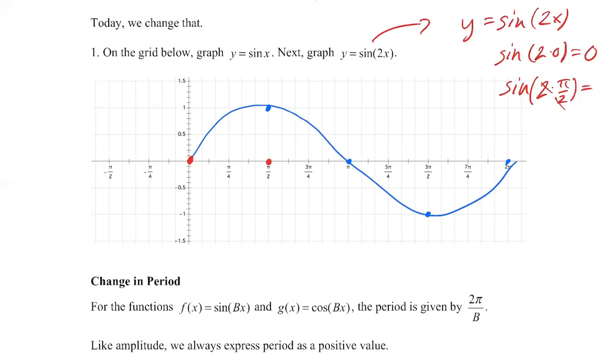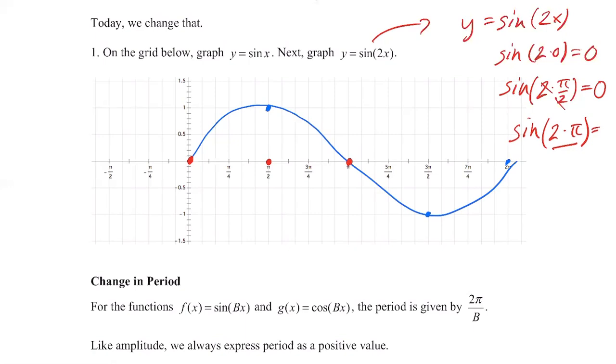What if I plug in pi itself? So yeah, that gave me 0. If I plug in pi, so I'll do 2 times, I'm plugging in pi for x. Well, that's the sine of 2 pi. That was, again, 0. So we need to try some other values.